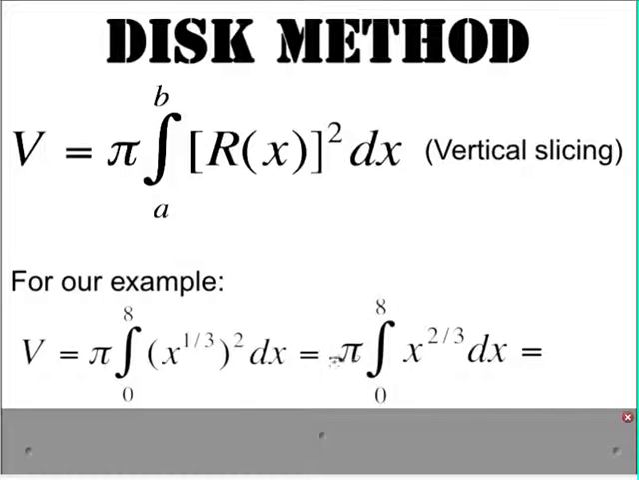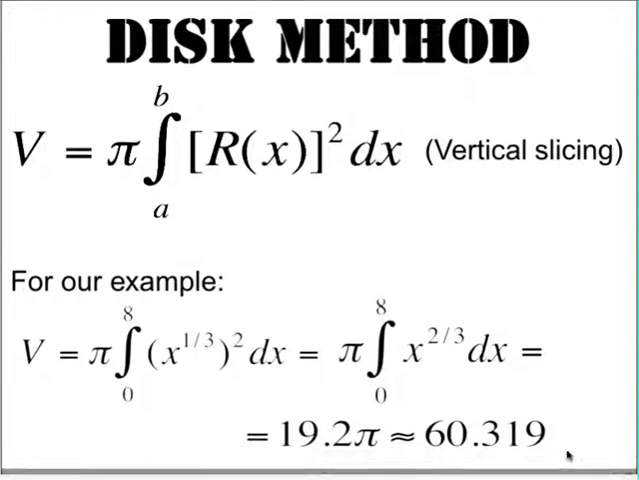In the simplified version, it's pi times the definite integral from 0 to 8 of x to the 2/3. And then you can use Math 9. Some of these you might have to do by hand. But the one thing you don't want to forget to do is to multiply by that pi. So when you do the definite integral, you get 19.2 times pi, and it should be approximately 60.319.